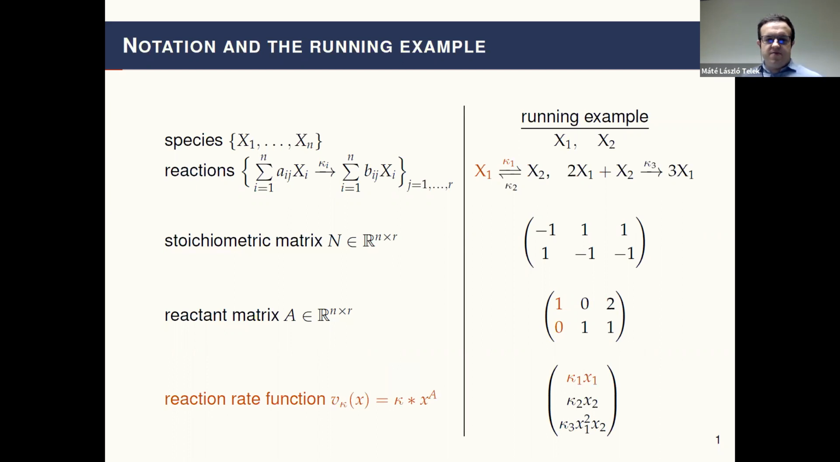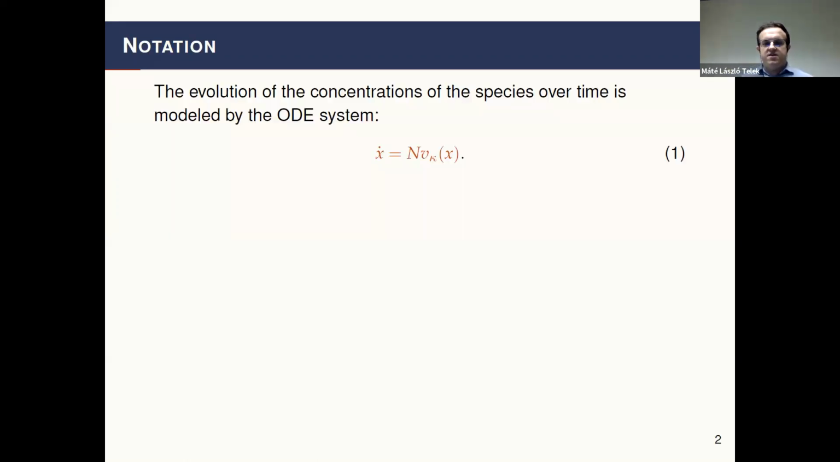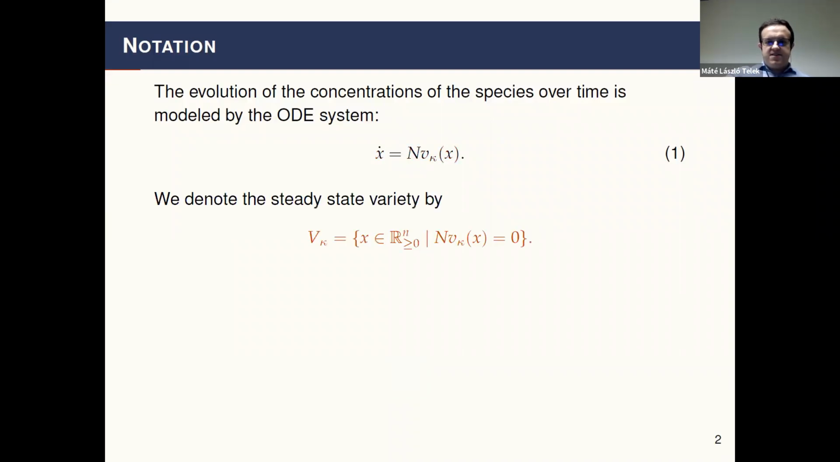kinetics. So our reaction rate function is going to look like something like this, where kappa is the vector of reaction rate constants. And we just take the pointwise product with this monomial vector x to the A, where A is the reactant matrix. So far, so good. With all these objects, we can write down the ODE system that we are interested in. And for the steady state variety, I'm going to write V kappa. So this is all the points x such that the ODE is at steady state.